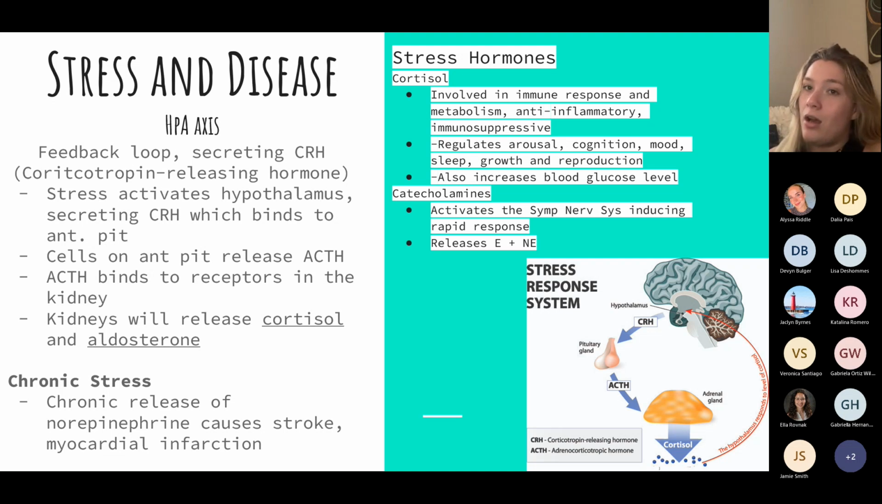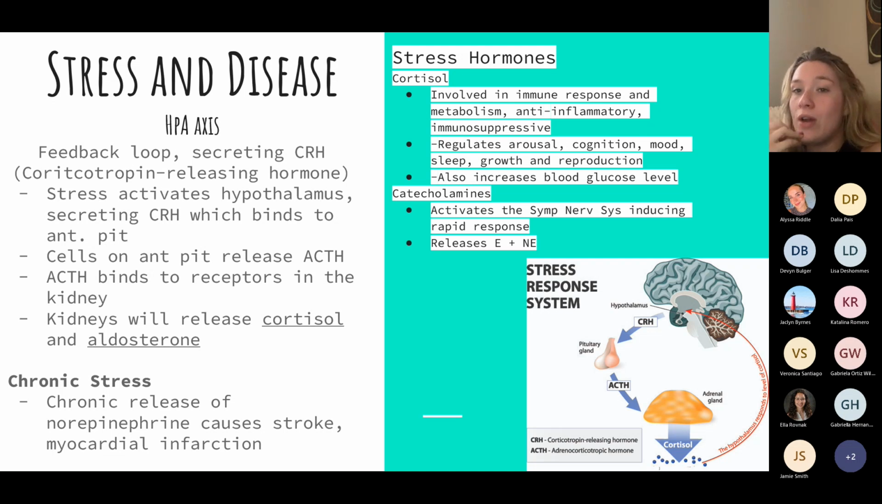Also, the adrenal gland has your adrenal cortex and your adrenal medulla. So by releasing cortisol, what else is also in my adrenal gland? Aldosterone. We also have our catecholamines that get released too.